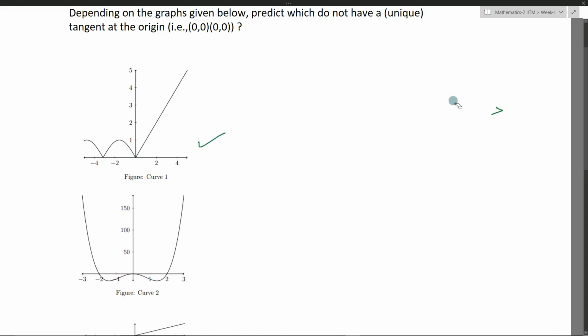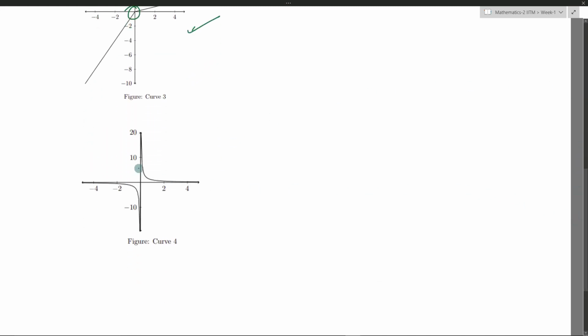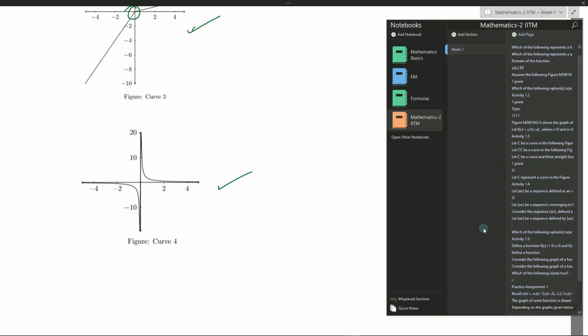So what about the second one? Here we have a smooth curve at the origin. So yes, a unique tangent can be drawn. What about the third option? The third option again has a point converging to a point at the origin. Here we cannot draw a tangent. And what about the last one? Here the function is not even continuous at the origin. So there is no graph at the origin, and we cannot draw a tangent for a curve which does not even exist at the origin, right? So even this is a right answer. And then, moving on.